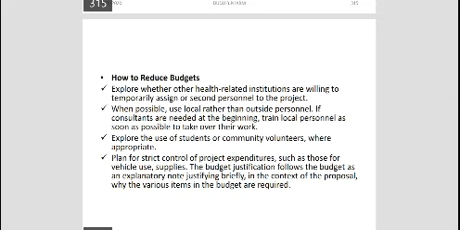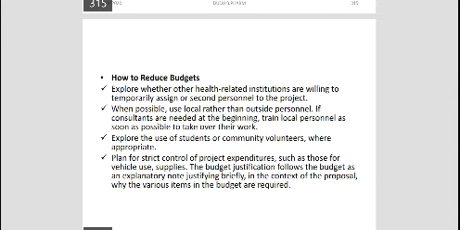I think we understand. You want to do your research and you have your people around there. When you employ people from outside and you want to train them so you go on with the research, it will be costly. You cannot compare that with training insiders to assist you in your research. So explore the use of student or community volunteers where appropriate. Plan for strict control of project expenditures, such as those for vehicle use and supplies.